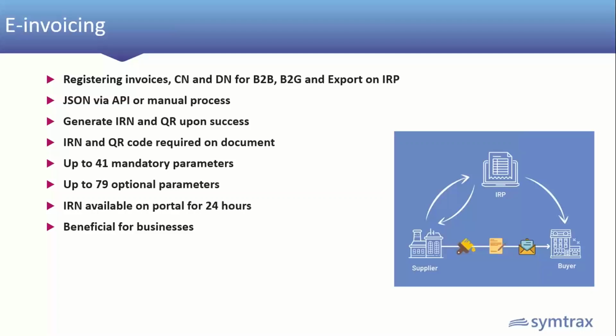The e-invoicing process helps us generate the IRN and QR code upon successful registration. This IRN and QR code is mandatory to be put on the document. The schema provided by the GST Council contains up to 41 mandatory parameters and up to 79 optional parameters. Some of the mandatory parameters are condition based. For example, for the mode of transport, if it's by road, we have to put in the vehicle number. If it's air or ship, we have to put in some other parameters. Out of these 41, based on the relevant cases, we have to put in the mandatory parameters. Without all the mandatory required parameters going in, the registration would fail.